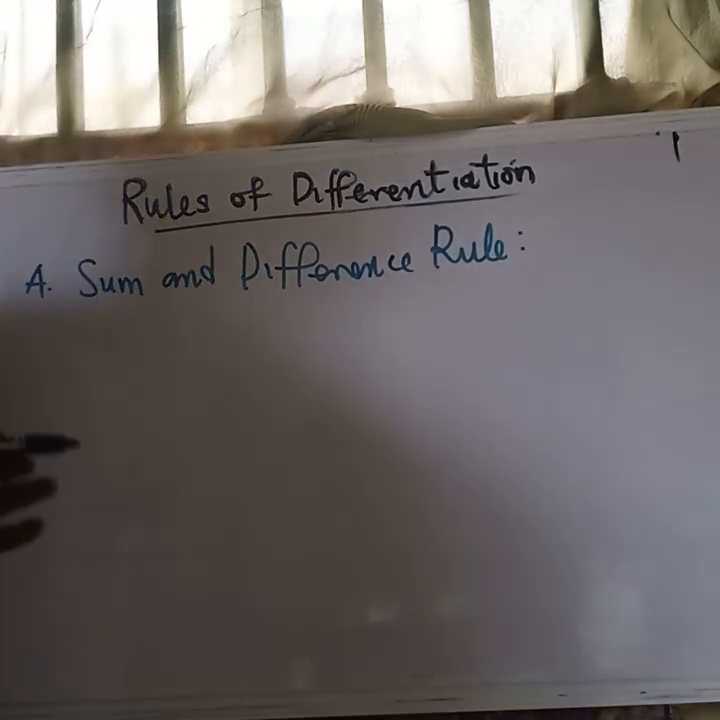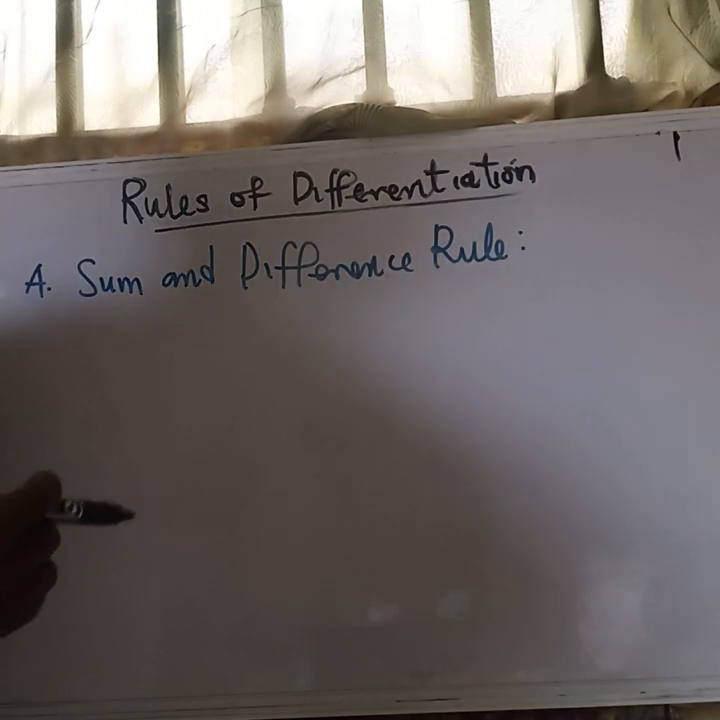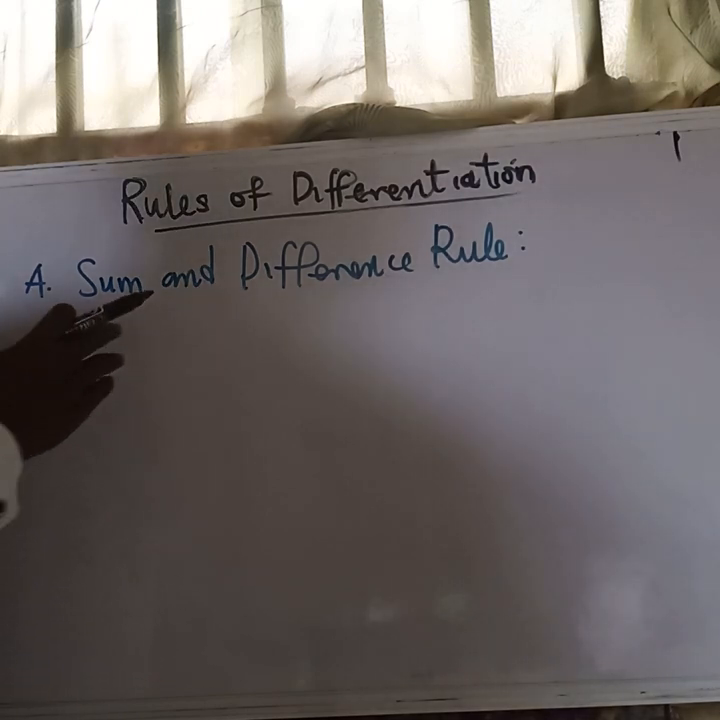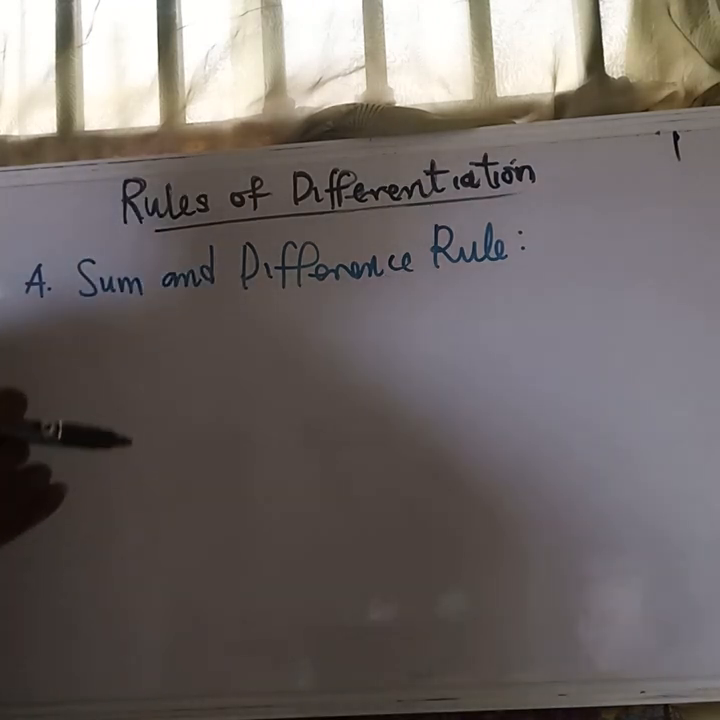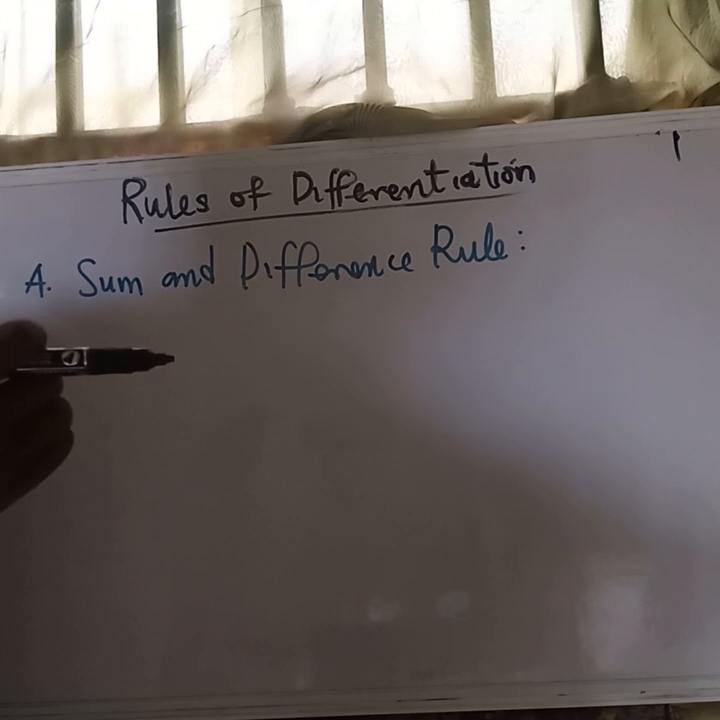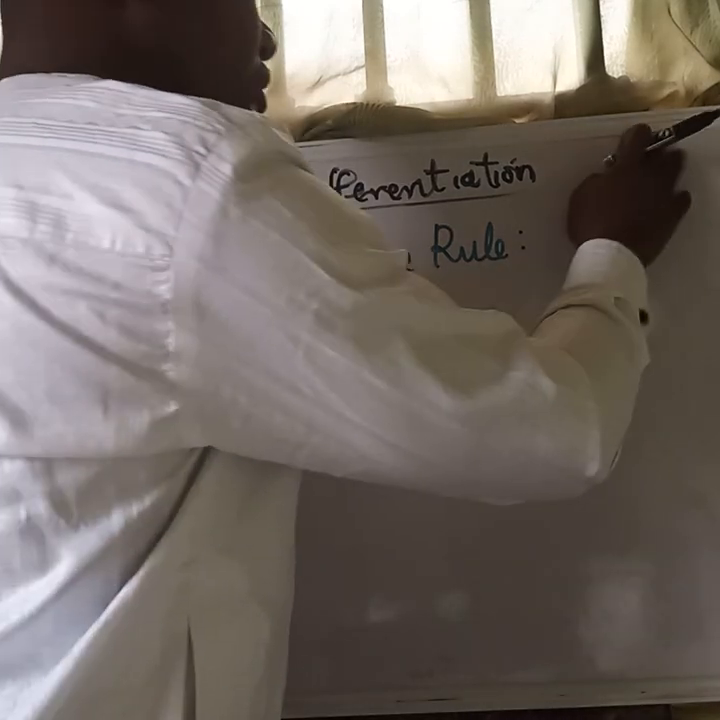Okay, so when we say sum and difference rule, we mean when we have two differentiable functions whose relationship is either sum or difference. Okay, so we want to see whether a function under the sum and difference is also differentiable or not.